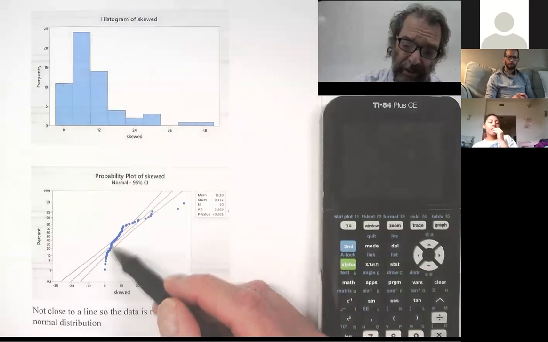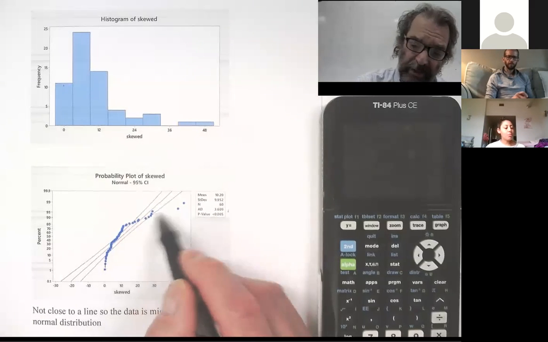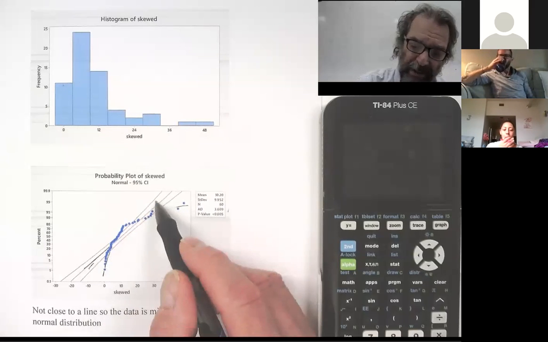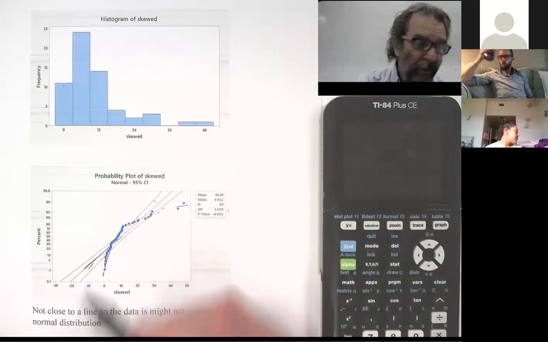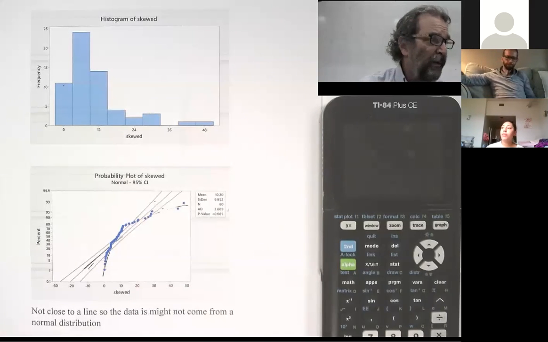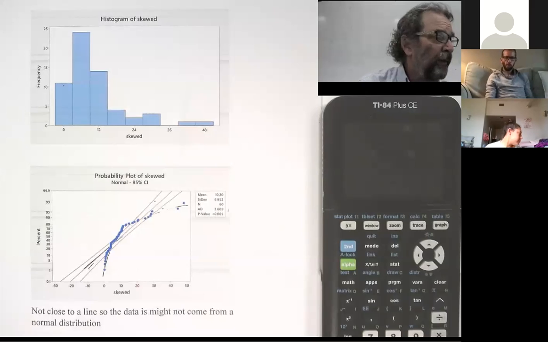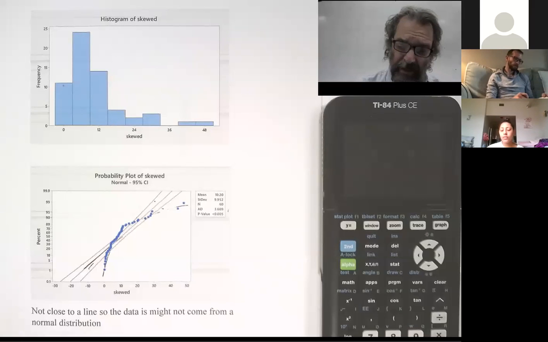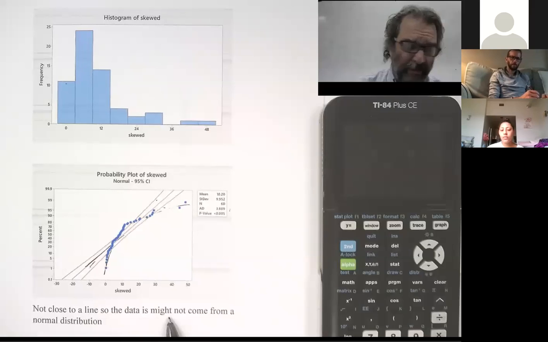There's a clear curve to the shape of the probability plot. And we said it's supposed to be like a line. It's supposed to stay within these bounds here and be more like a line, and it's just not. So not close to the line. The bounds aren't present on every computer printout. This is one kind of software called Minitab, where it gives you those confidence bounds. The dots are supposed to stay more or less within those bounds if you think the data came from a normal distribution. So not close to the line, so the data might not come from a normal distribution.